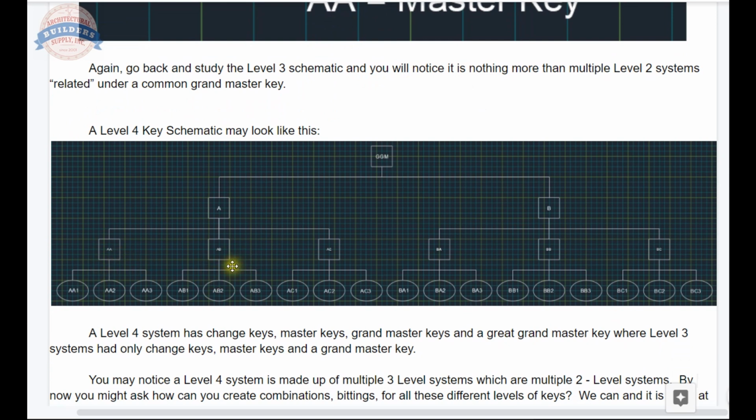Level 2, level 2, level 2. 2, 2, 2. All of this is a level 3. All of this is a level 3. All of that is a level 4. So multiple level 2s and a level 3 under a level 4.